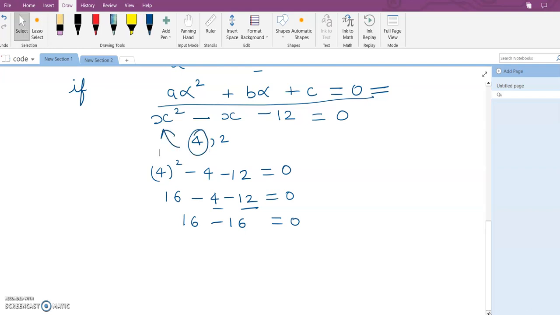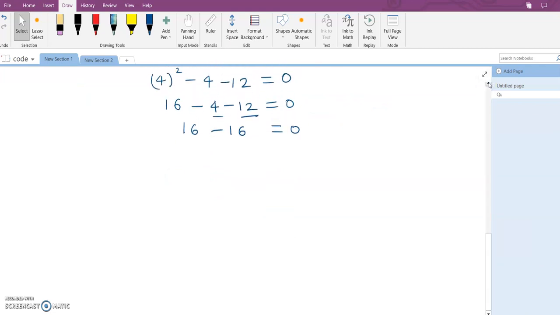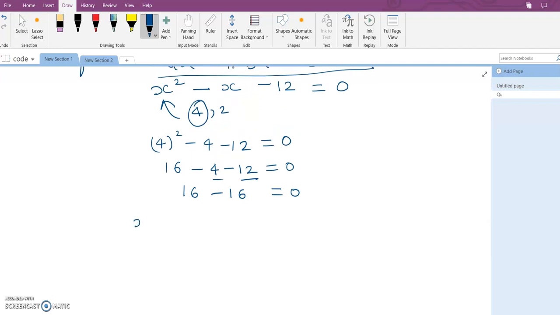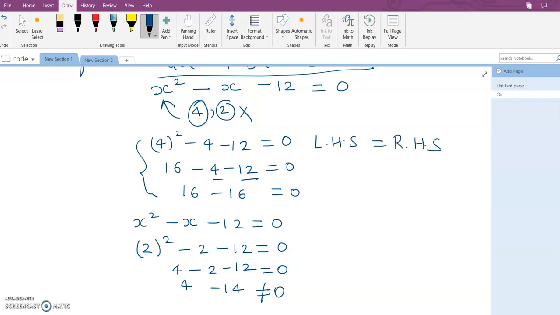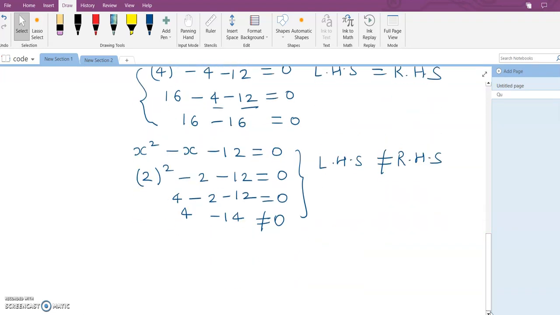Now we will try for other number 2. So the equation is x square minus x minus 12 equal to 0. We will put number 2 over here. So it will be 2 square minus 2 minus 12 equals to 0. It will be 4 minus 2 minus 12, 4 minus 14 is clearly not equal to 0. That means number 2 is not the root of this equation. So from the first one, I can say left hand side is equal to right hand side, but from this, I can safely say left hand side is not equal to right hand side. So number 2 is not the root of the equation x square minus x minus 12.